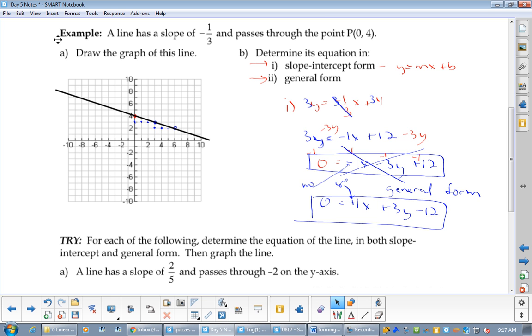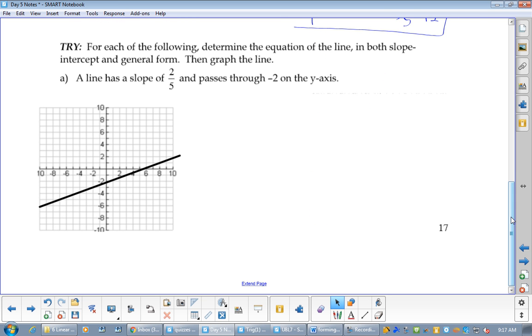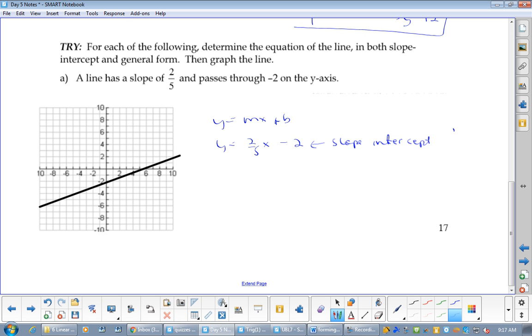Now let's keep going. Okay, slope: a line has a slope of 2/5 and passes through negative 2 on the y-axis. Okay, so there's the picture of it. So y equals mx plus b. y equals slope is 2/5 x minus 2. What's this called? The slope intercept form.